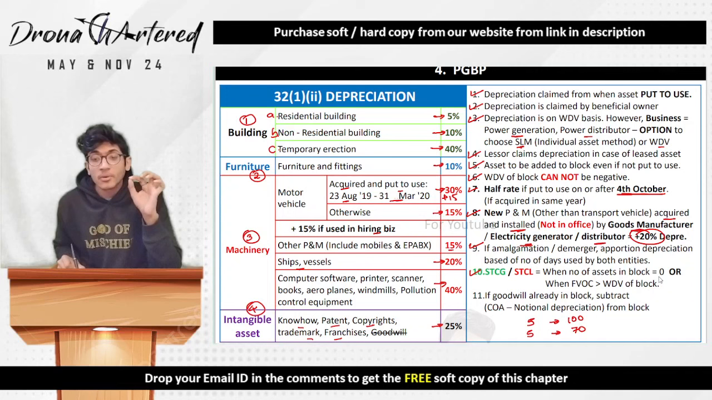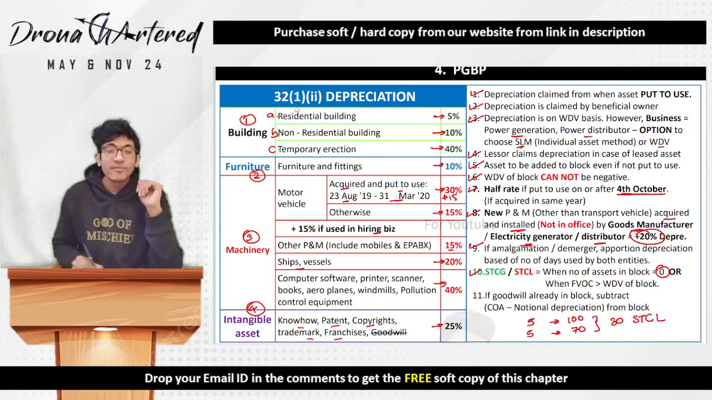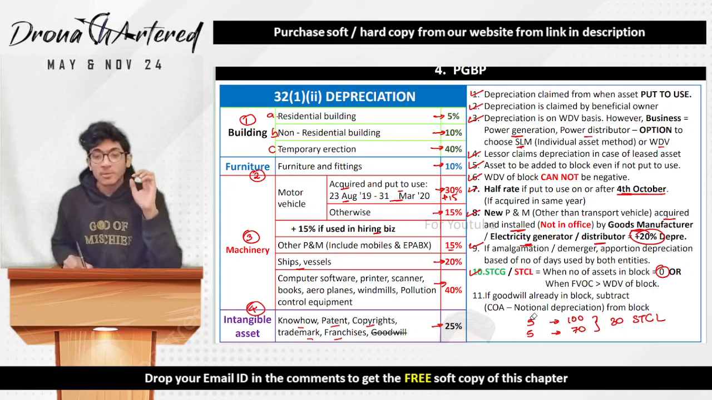In such a case, since your number of assets in the block is now 0, and instead of 100 you sold them for 70, there is a short-term capital loss of 30. This is because the number of assets has reduced to 0.